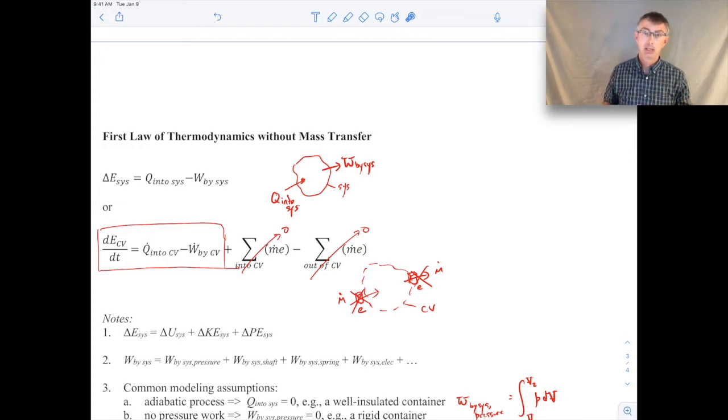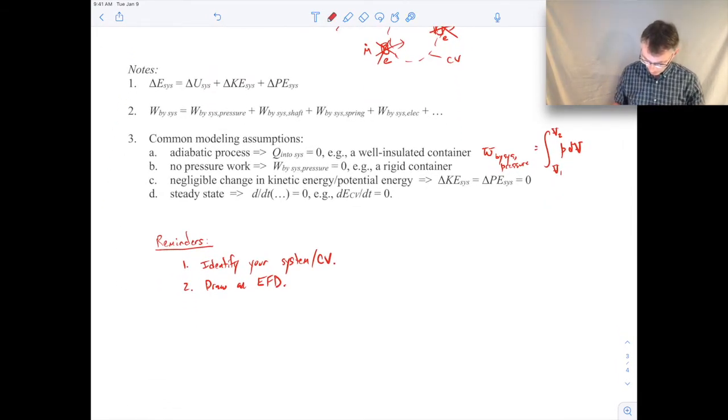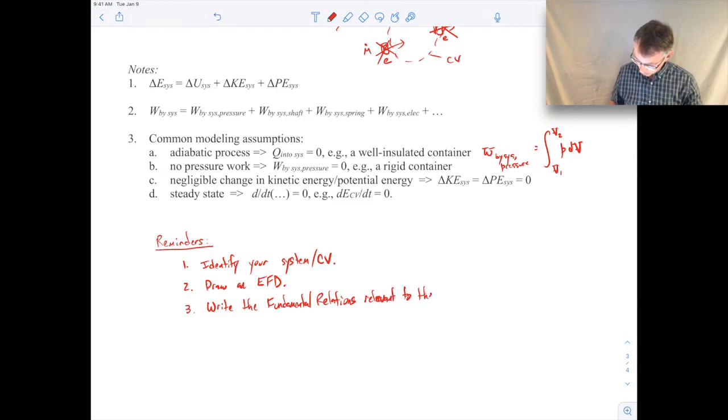And again, it's all part of the communications effort to explain to other people what it is you're doing. The third thing is write the fundamental relations relevant to the problem. What I mean by that is, is it the first law that's important for this problem? Is it conservation of mass? Is it the second law? Write the fundamental equations relevant to that particular problem.